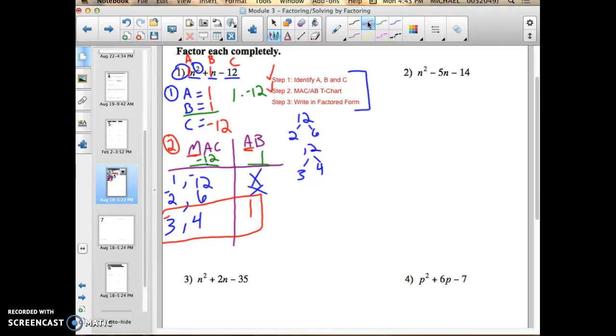Finally, step 3 is just to write it in factored form. Now, factored form, I go back to the variable in question, which in this case, we're working with n. So I'm going to utilize these numbers here, the negative 3 and the positive 4. The negative 3 just becomes n, and then minus 3, because it's a negative 3. And then in the second binomial, it's going to be n. The 4 is positive, so it's going to be n plus 4. And this is my final step, and that is my final answer.